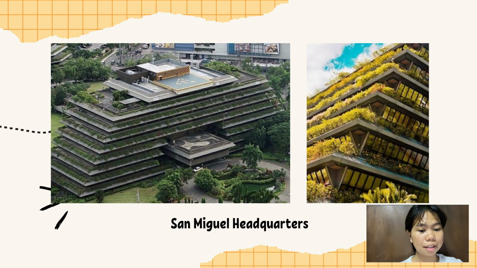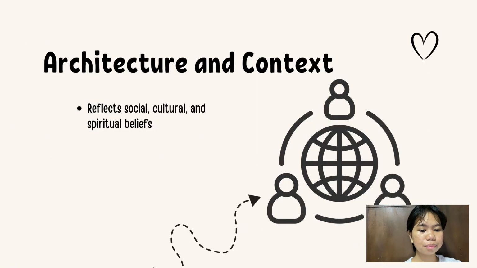So the next would be architecture and context. As presented there, it reflects the social, cultural, and spiritual beliefs. It just refers to when a building is connected to its environment, but still has to stand out. It refers to how a building would connect to its environment.